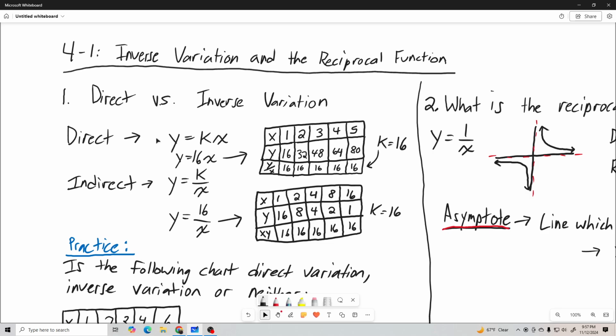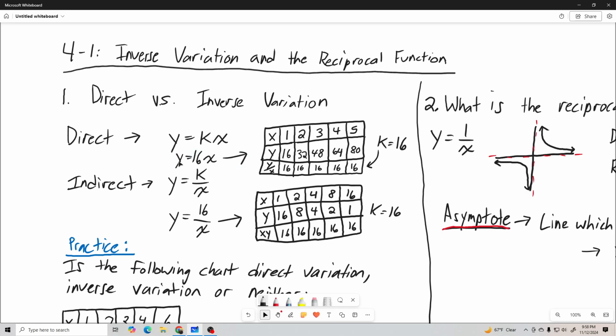So if we look at the equation for direct variation, or the relationship between x and y during direct variation, essentially y is going to equal some value k multiplied by our x. This looks a lot like y equals mx plus b, just without the b. And if you look at a chart, let's say that k in this case is 16, so it's being scaled by a factor of 16.